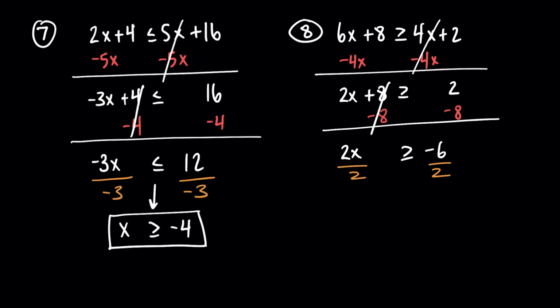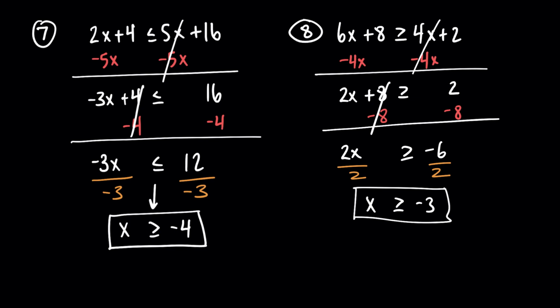So it's only if the number that you are dividing by, like right here, is negative that you need to flip the sign. You're just dividing by 2 here, which is a positive number. So don't worry about flipping the sign here. So in this case, we would get x is greater than or equal to negative 3. So that would be our answer in this case.